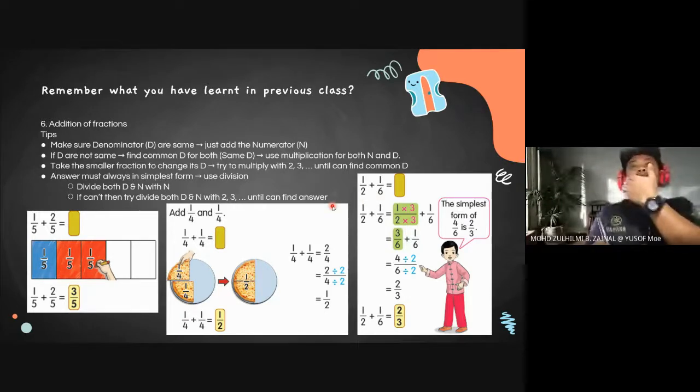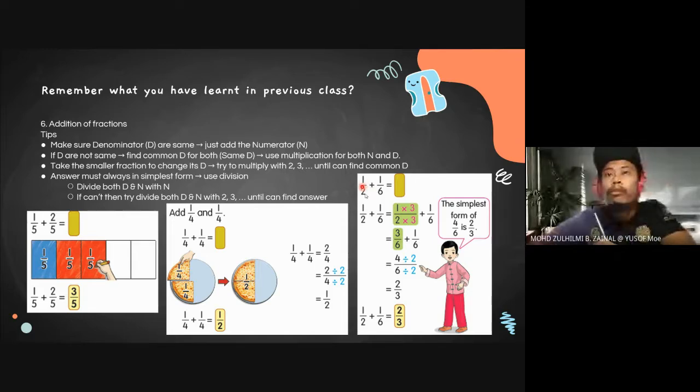So take the smaller fraction to change its denominator. How? It looks small, but actually 1/2 is bigger than 1/6. 1/2 is half, while 1/6 is 1 part out of 6, which is actually smaller. So for 1/2, you take it because its denominator is small, and you want to make it 6. So take the smaller denominator, which is 2.